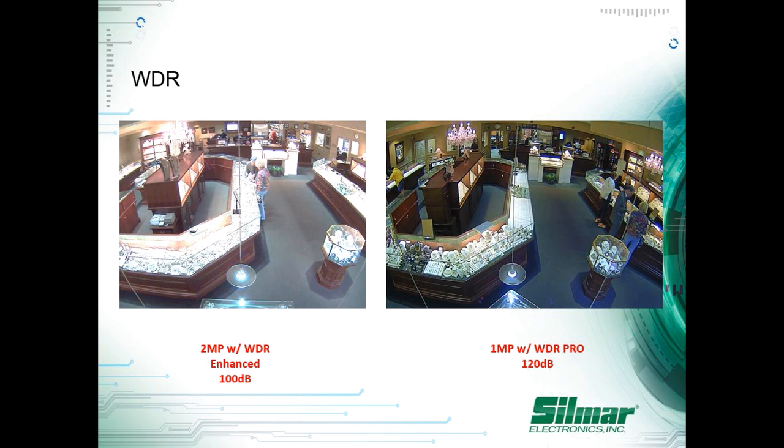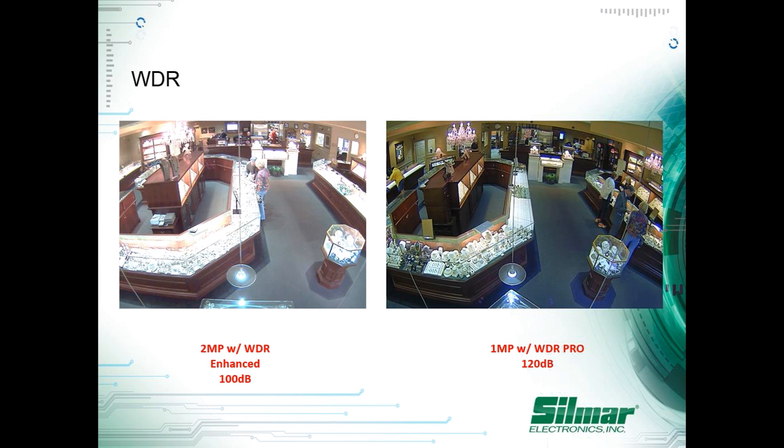In this next example, we want to talk about decibels for wide dynamic range. When you buy a wide dynamic range camera, they come in different decibel values, ranging from 75 to 160 decibels. The higher the decibel value, the more ability the camera has to fight these tough lighting conditions.